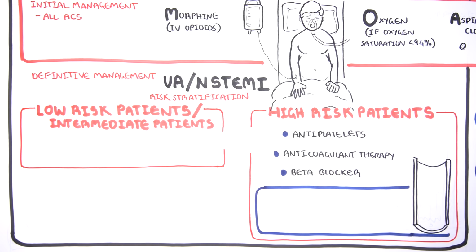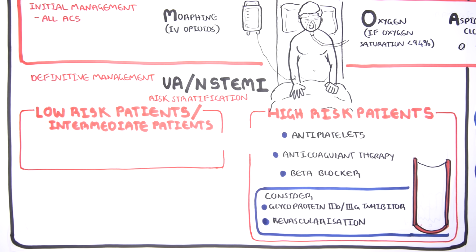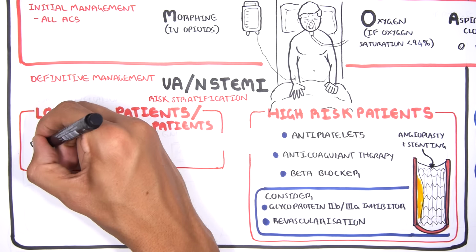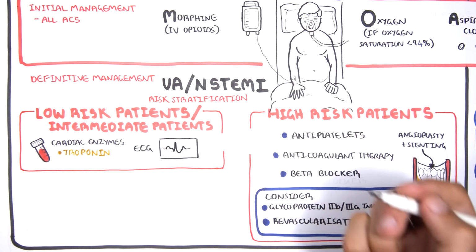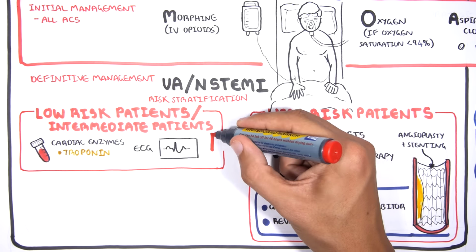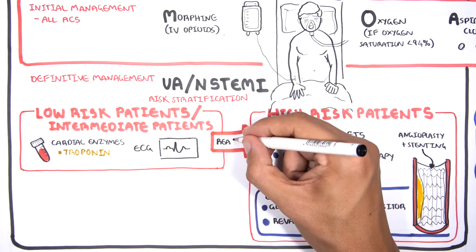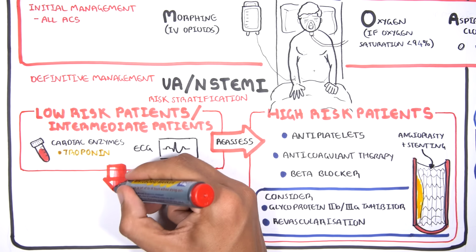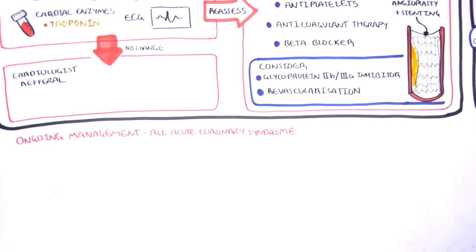You can consider glycoprotein 2b3a inhibitors and revascularization, which includes angioplasty and stenting as well. However, the low risk and intermediate patients require just continuous monitoring of cardiac markers and ECG to see if any changes will occur. And if there are changes that might suggest them being high risk, then they go to the high risk management, and that should be commenced. However, after a while, if no changes have occurred with blood tests and ECG, a follow-up cardiologist review is suggested.